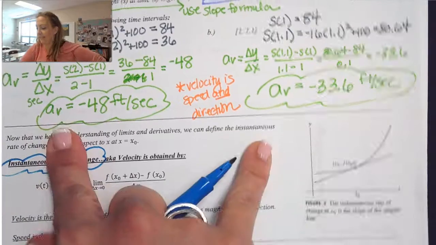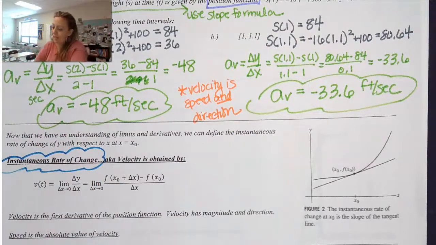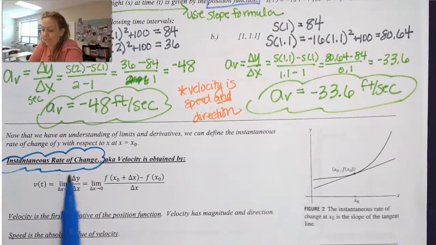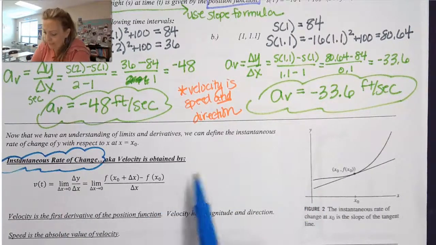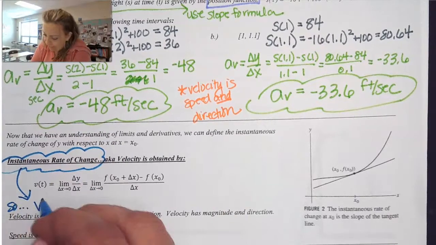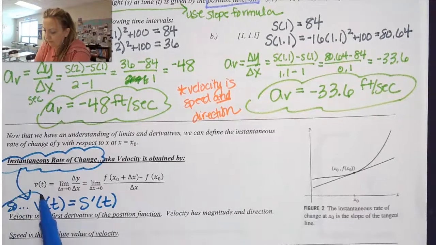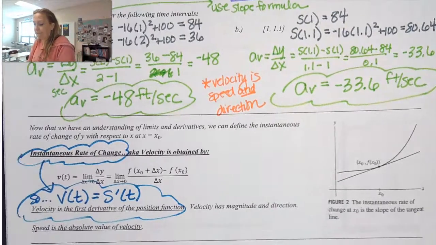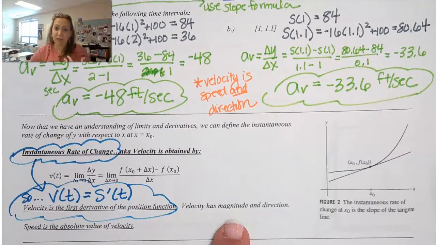So I didn't want to label these as the velocity because it was the average velocity over a specific interval of time, but our derivative can help us find our instantaneous rate of change. So notice that to find the velocity, we're going to take the limit of our change in y over change in x as our change in x goes to 0. And so essentially we have the difference quotient. So what this is telling us is that our velocity is the first derivative of the position function. Okay. So again, our velocity, v of t, is the first derivative of the position function. And again, velocity does have magnitude and it also has direction.